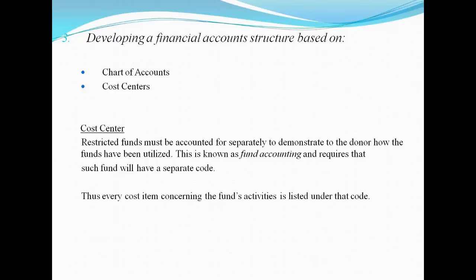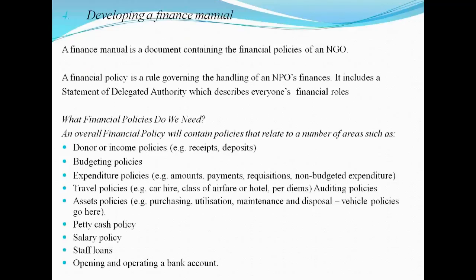Once we have step number 3, we can go on to step number 4, developing a finance manual. A finance manual is basically a document containing the financial policies of any nonprofit organization. Financial policies are rules governing the handling of a nonprofit organization's finances. It'll include a statement of delegated authority, which describes everybody's role from a financial perspective.